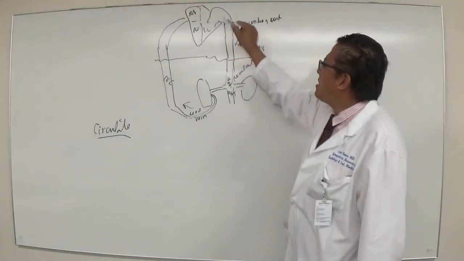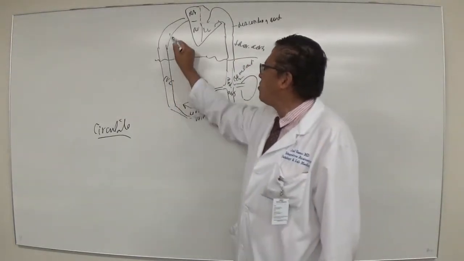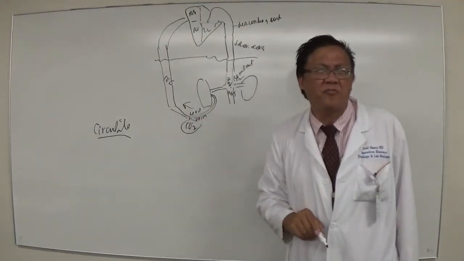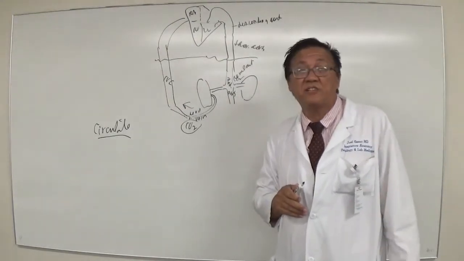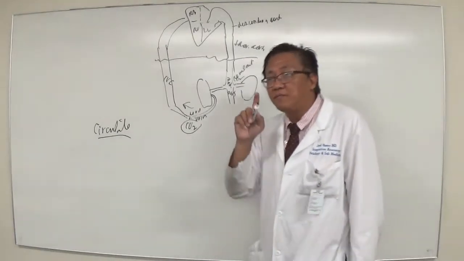Here the blood is rich in what? Oxygen. And here the blood is rich in what? Carbon dioxide. It's called deoxygenated blood. Are you following me? We have talked about this before in the lecture on the cardiovascular system. Wasn't it, right? Yeah. Okay.